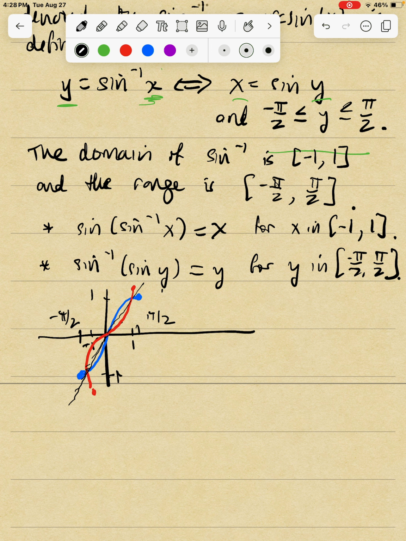Okay, so if the blue function is f of x equals sine x restricted to negative pi over 2 to pi over 2, then this function here that I drew in red is the arcsine function. Not the best picture. It should be a function, right? It shouldn't go backwards to itself. Something like that.